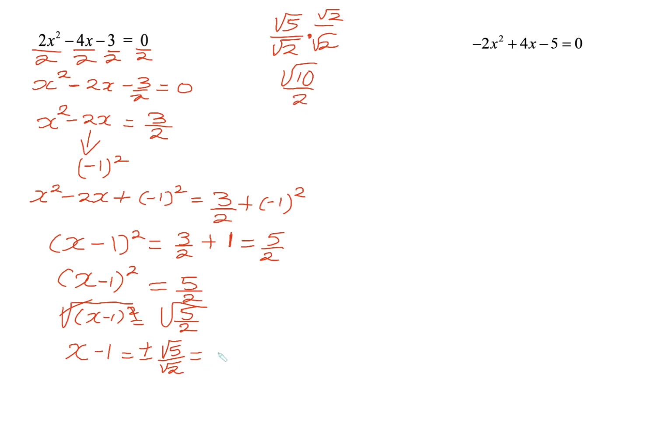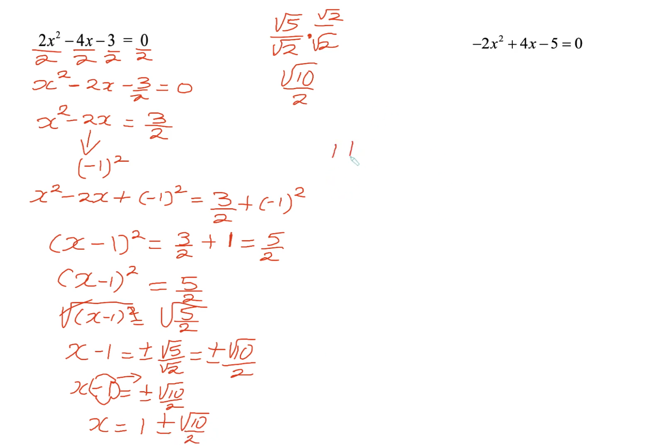So this I'm going to write as plus or minus square root 10 over 2. So I have x minus 1 equals plus or minus square root 10 over 2. And solving for x, we need to get rid of this 1. And when I take it over, I'm going to get x equals 1 plus or minus square root 10 over 2. Now, depending on your professor, this would be fine. But some professors don't like their answers like this.